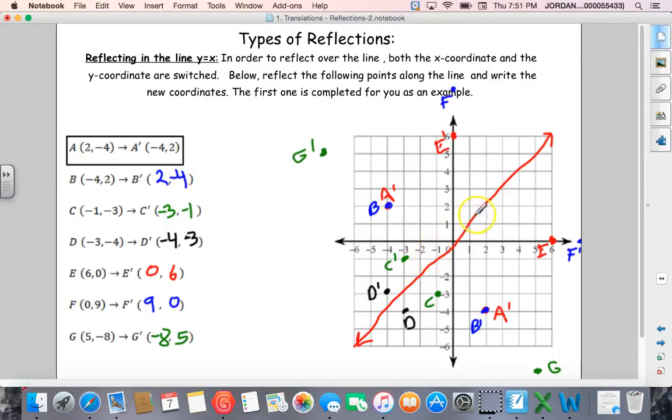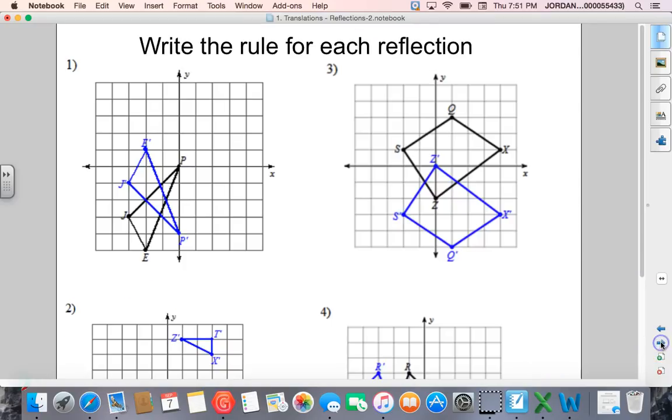Now one thing to be aware of is if the point was, say, something like 2, 2, and it was right on the line, whenever you swap your x and y's, you're just going to get the same point again. So any point that's on the line that you're reflecting over is not going to move. It's just going to stay on that exact same point. Just something to be aware of, so I don't confuse you later on when you get to one like that. All right, now let's keep on cruising.